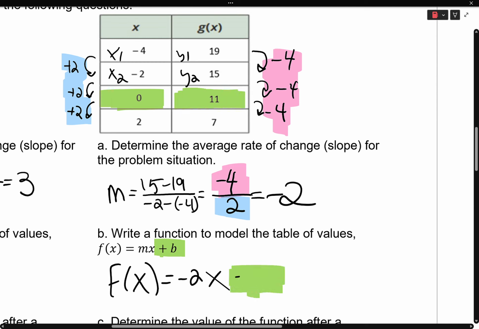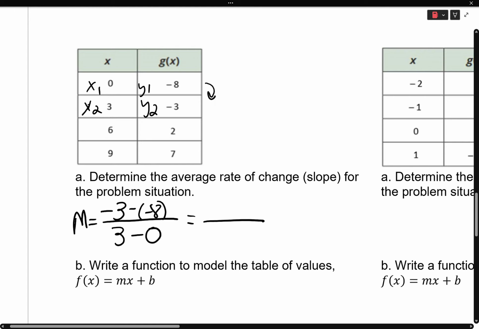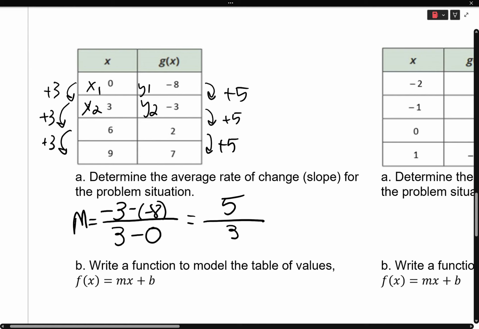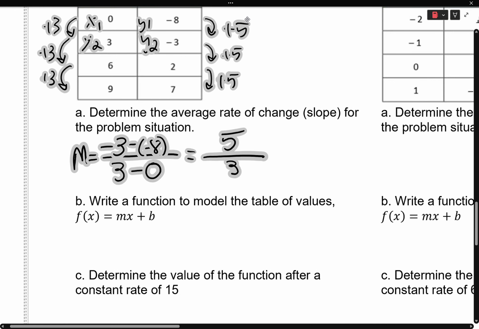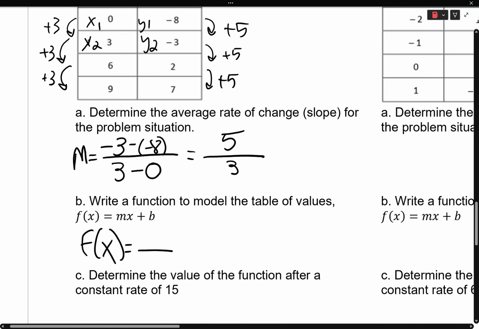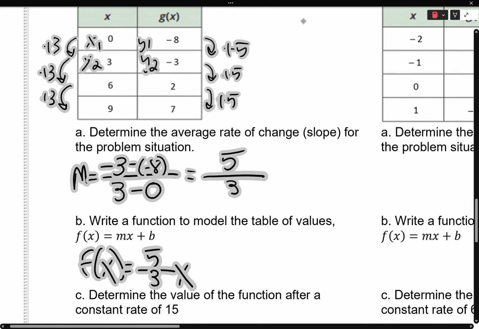The pattern for the y's looks like I am adding 5 each time. And you know what? Negative 3 minus negative 8 is 5. For the x's, it looks like I'm adding 3 each time. And wouldn't you know, 3 minus 0 is 3. So we got our slope. F of x equals 5/3 x. Let's find the y-intercept. There's x is 0, the y-intercept is negative 8.